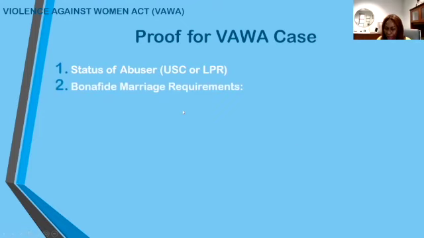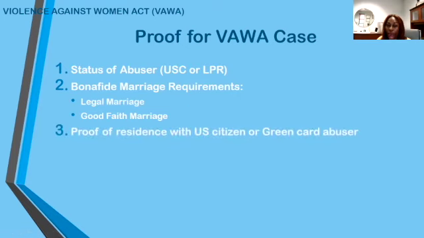So, bona fide marriage requirements. You have to show that it's a real marriage. You cannot file for VAWA if you got into a sham marriage and the person is treating you badly or being abusive, right? There's nothing that derails a case as much as a sham marriage. You must prove that it's a legitimate marriage.